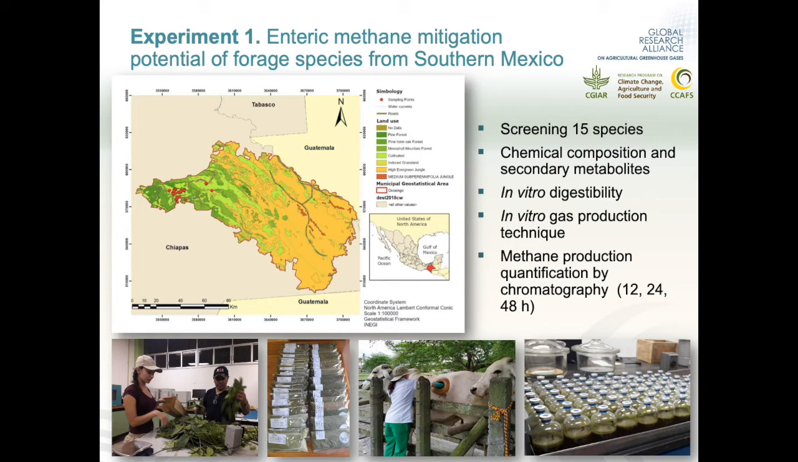Chemical analysis and secondary metabolite quantifications were carried out. In vitro digestibility and in vitro gas production technique was used to quantify methane production by chromatography at 12, 24, and 48 hours of incubation.